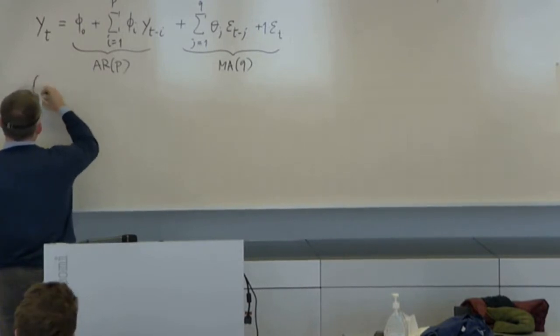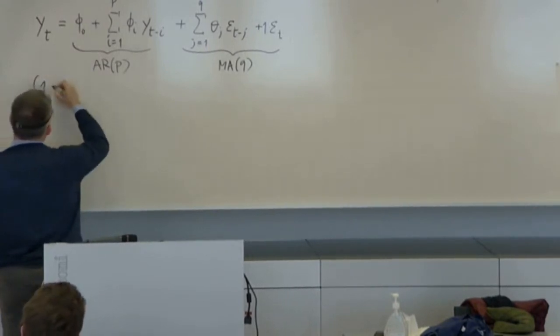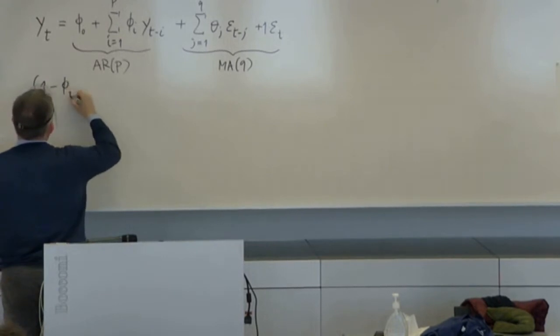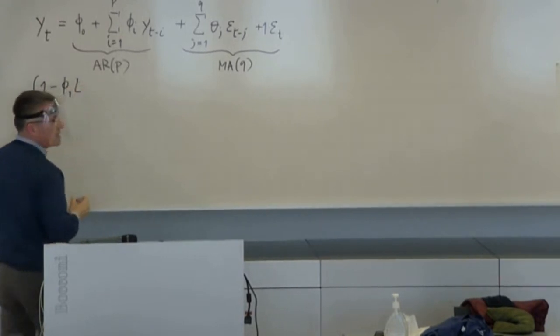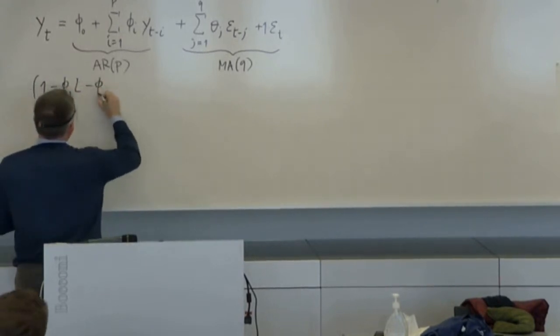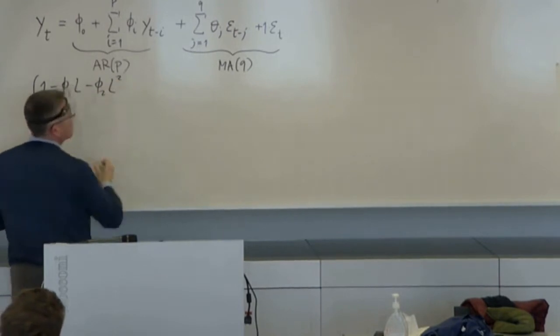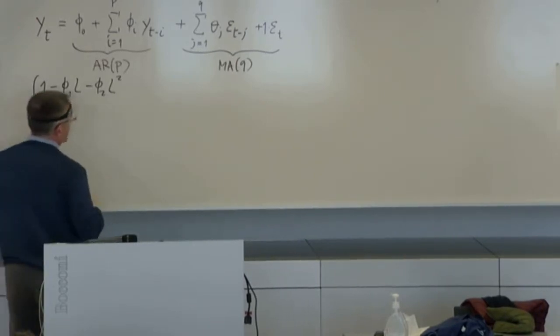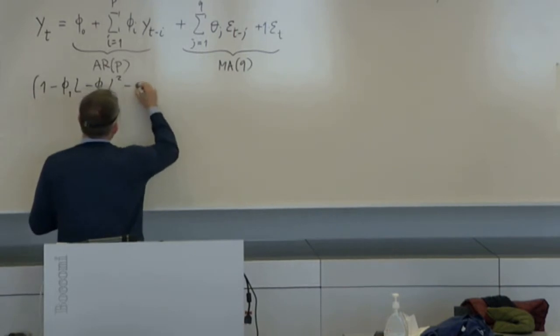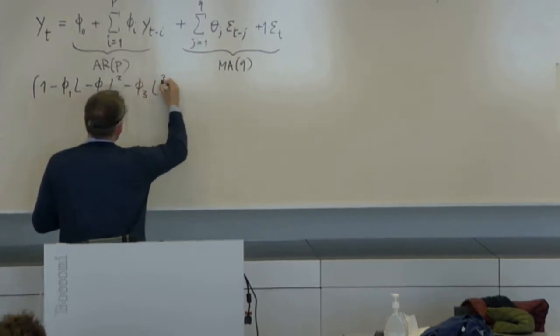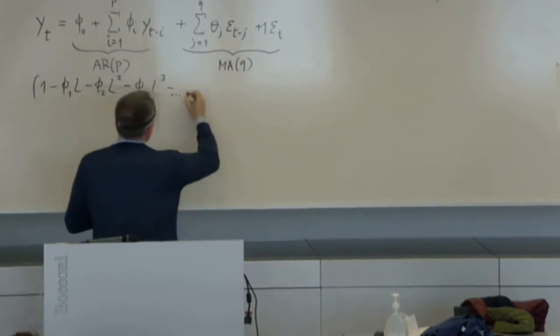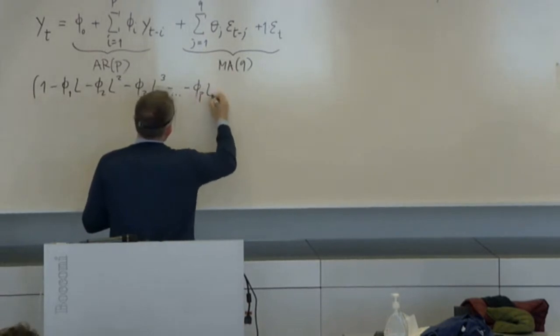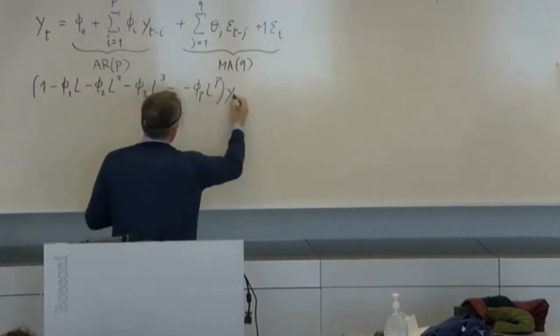So the left-hand side has 1, because there is yt, and then there is minus phi1 times L, where L is the lag operator, minus phi2 times L to the power 2. It's not a square, really. It's just the L operator applied twice. But it looks like a square. And actually, we kind of treat it as a square, kind of. Minus phi3 L to the power 3 minus dot, dot, dot, phi p L to the power p. Everything multiplies yt.